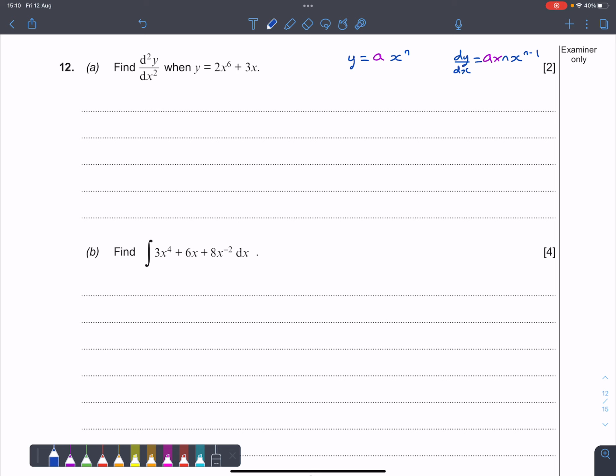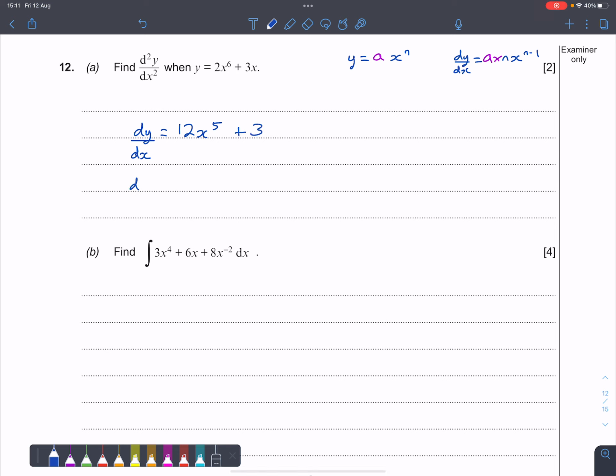So if we had y equals 2x to the 6 plus 3x, then my dy by dx, so my first derivative, is going to be, well, let's have a look. 2x to the 6 will become 2 times the derivative of x to the 6, which is 6x to the 5, which is 12x to the 5. And 3x becomes 3 times the derivative of x, which is 1. So that just becomes plus 3.